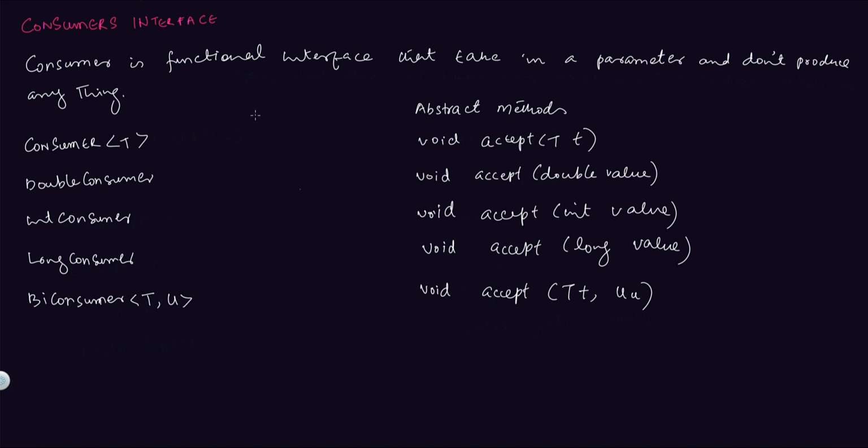In the case of a consumer interface, in this category, we have many different functional interfaces provided by Java 8. Some of them are Consumer<T>. It will be a generic one, like you have seen in the examples of the predicate and supplier interfaces.